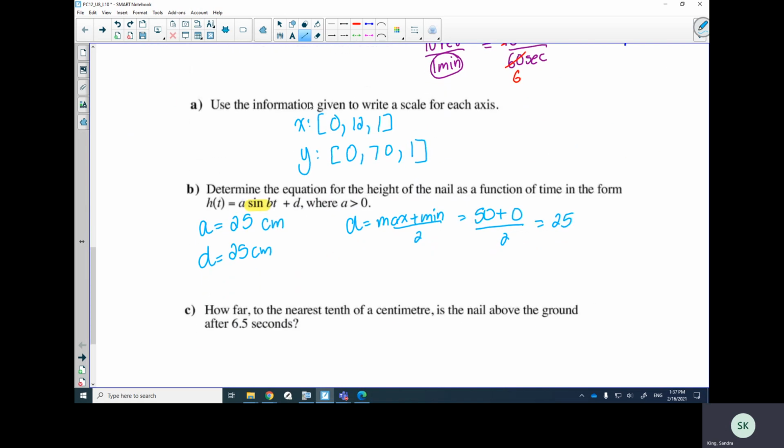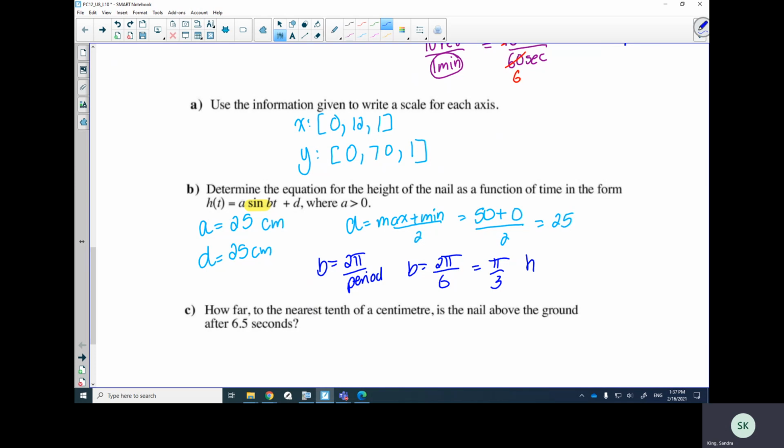So now let's get our B value. Our B value is going to be 2 pi divided by the period. The period is 6 seconds. That reduces to pi over 3. So from there, we've got the full equation of this graph.